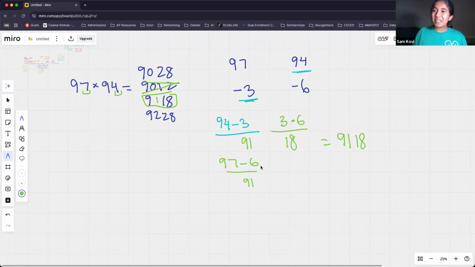You have to do 94 minus 3 or 97 minus 6. And your first two digits should always be the same. And then your last two digits are always those differences multiplied together. Okay, good.